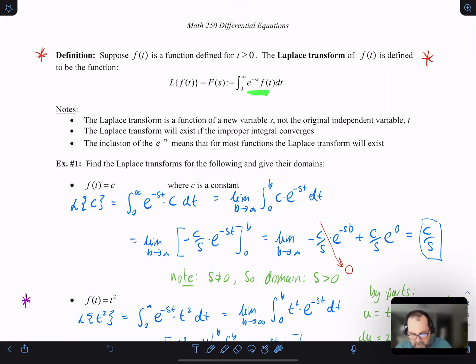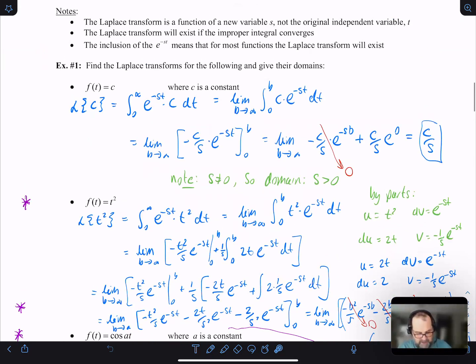And the overall effect is that you get an improper integral that really ought to converge for virtually all, or most, functions. So that is kind of the clever idea here. Throwing this guy in here is kind of forcing this improper integral to converge. All right, so let's try a couple of them here.